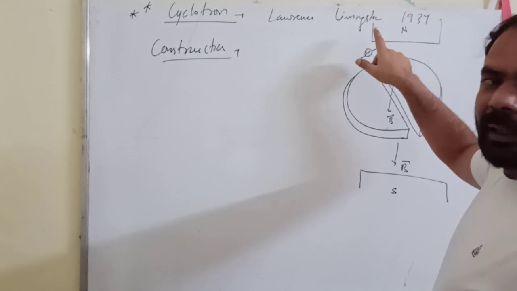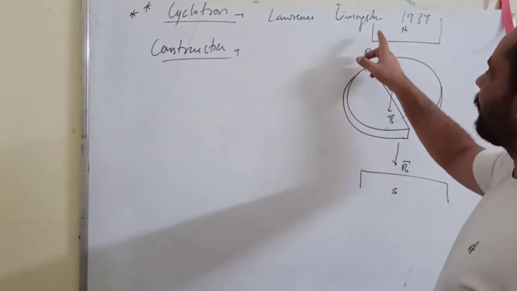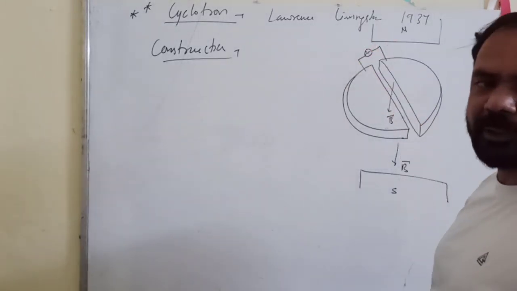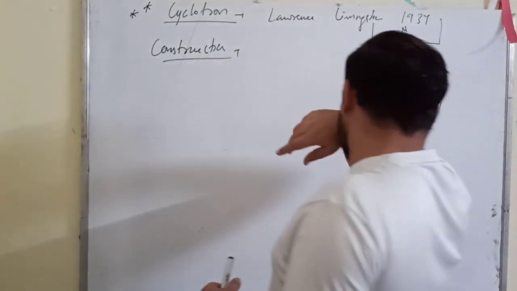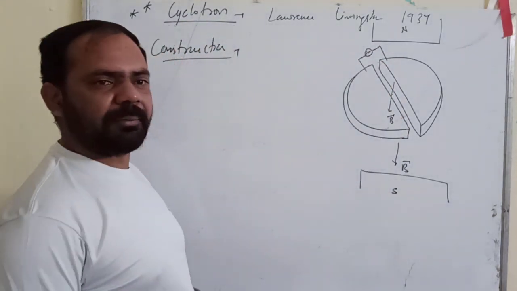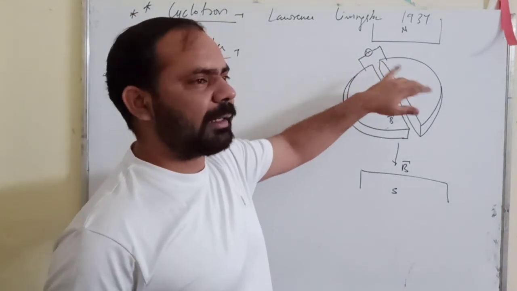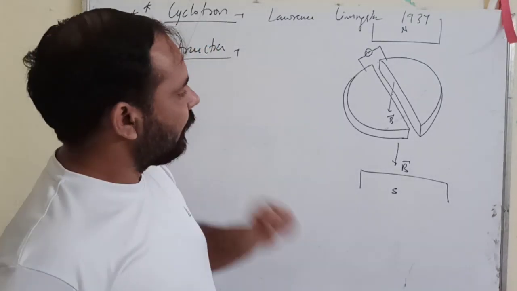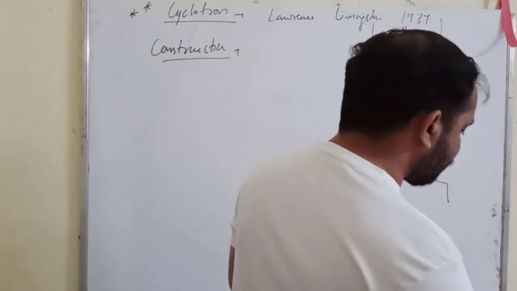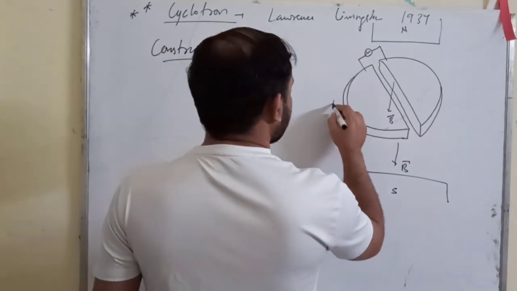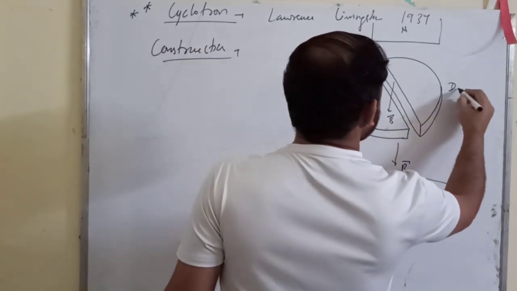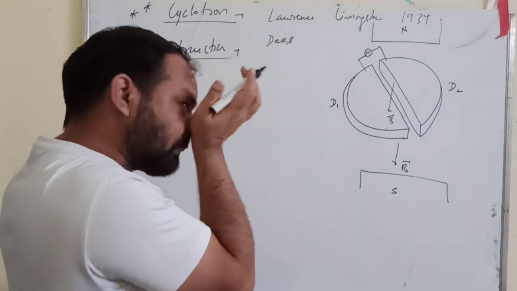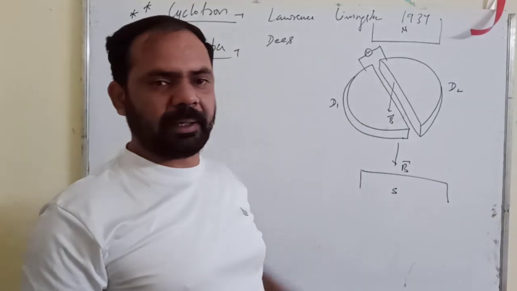So on its own, after a particular time interval it will reverse. That means the positive one will become negative and the negative one will become positive. So this is an alternating source of EMF that will change the polarity of the Ds after a particular fixed interval of time. So they are connected with an alternating source of EMF. Suppose this is D1, this is D2, we call them Ds.